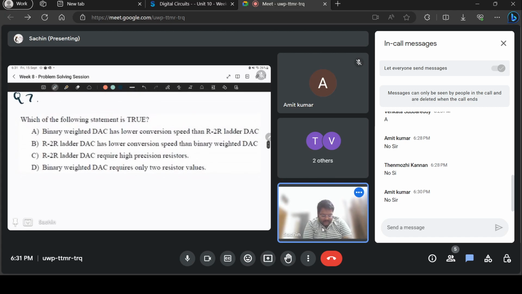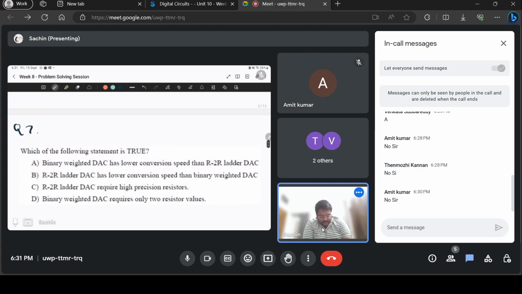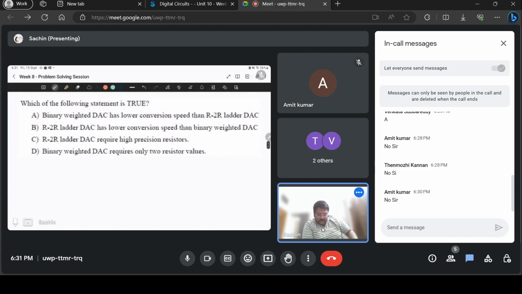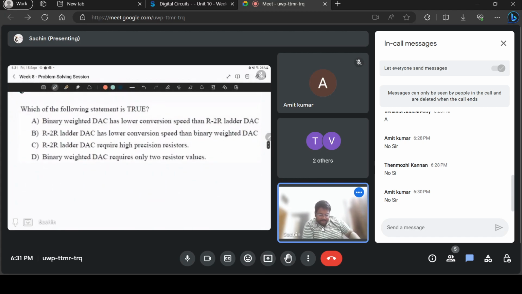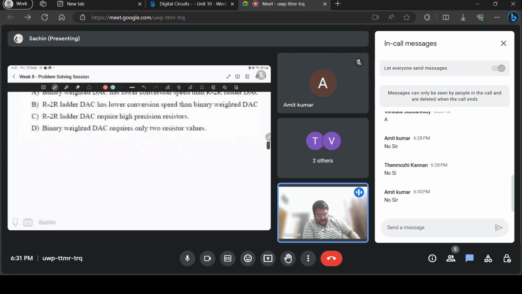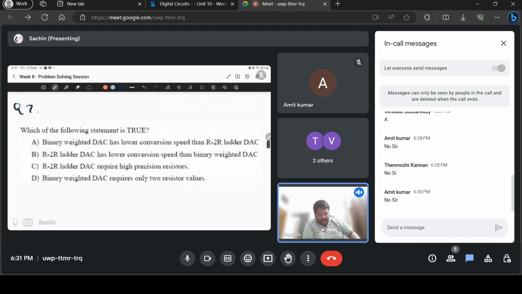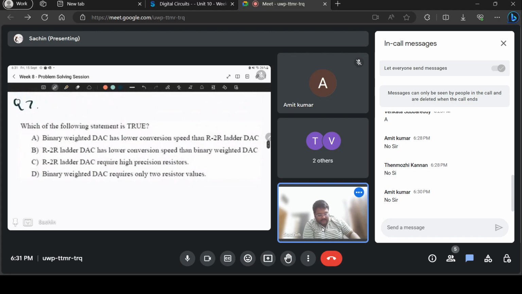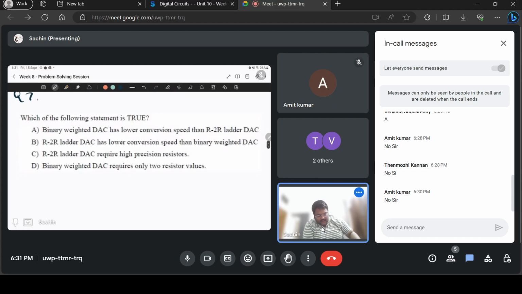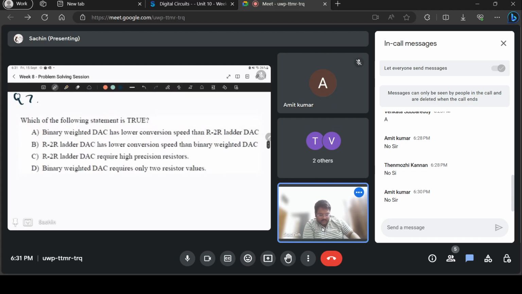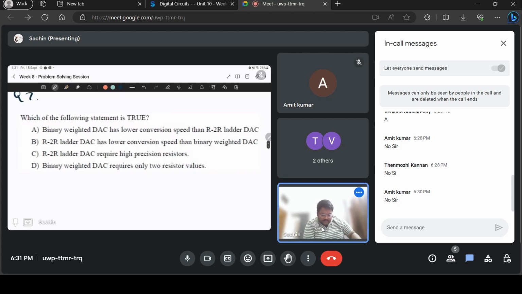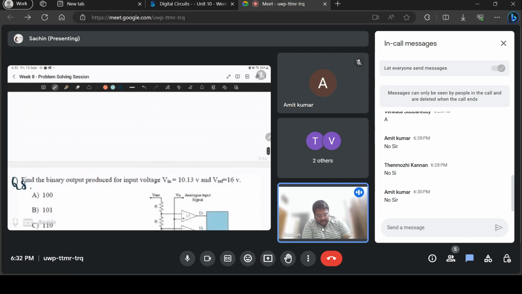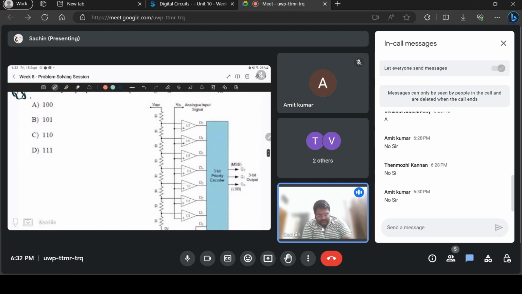Binary weighted DAC requires only 2 resistor values. Well, you can see the circuit. From the circuit, at least option D, you should be able to tell directly without knowing anything else. And the other three options you will have to watch the lecture videos or see the lecture material.